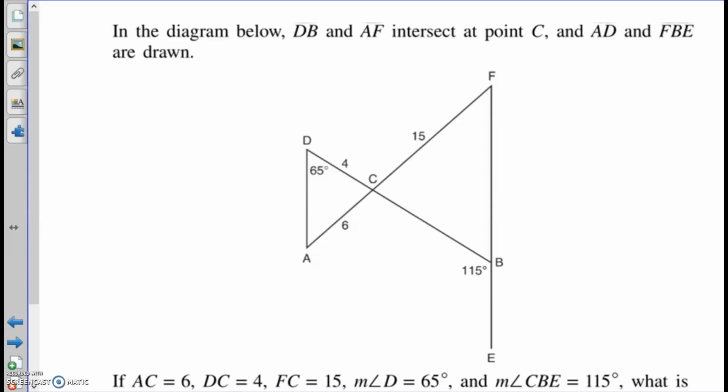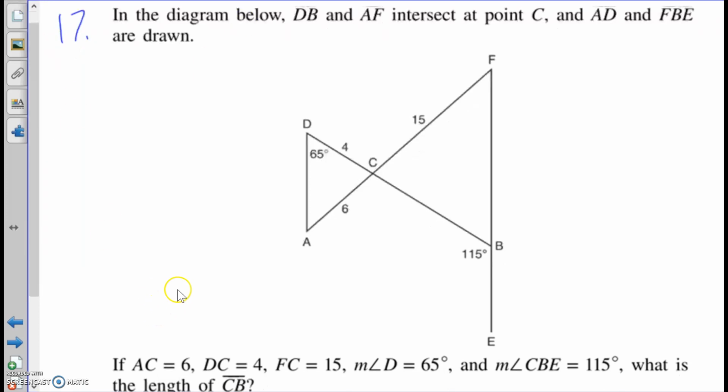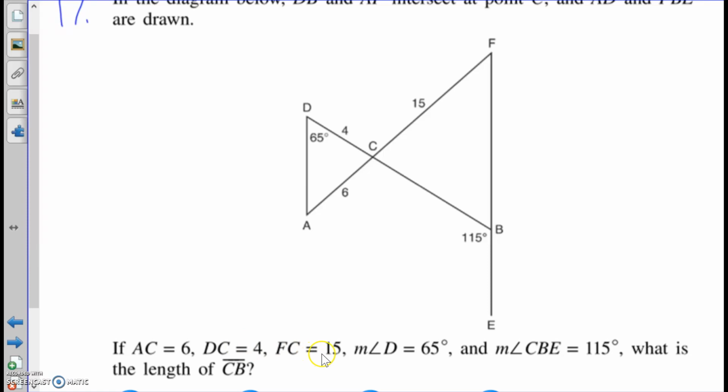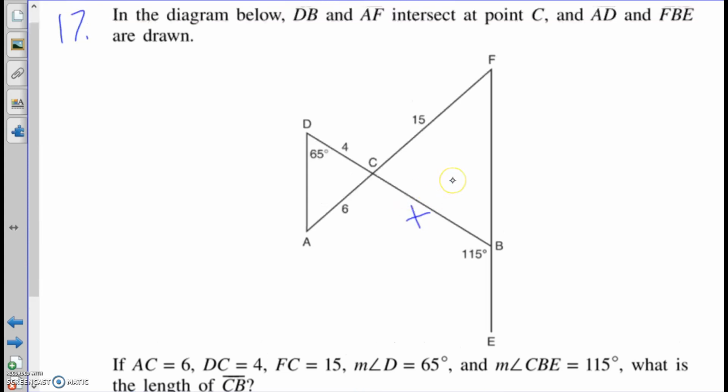Geometry Common Core, the June 2016 Regents exam, starting on number 17. In the diagram below, DB and AF intersect at point C, and AD and FBE are drawn. If AC is 6, DC 4, FC 15, angle D 65, angle CBE 115, which is all labeled for us, which was nice. What is the length of CB?